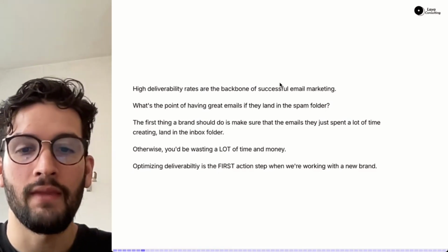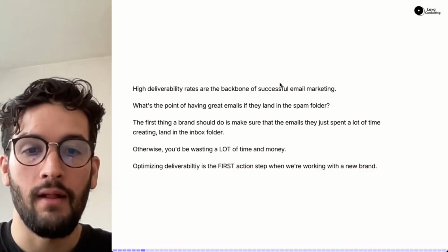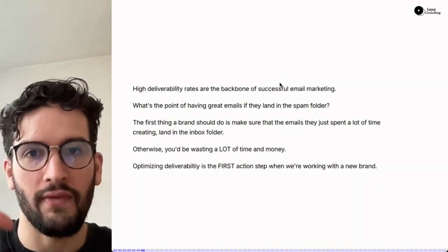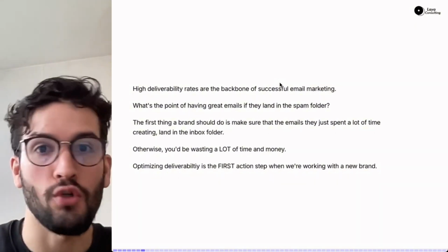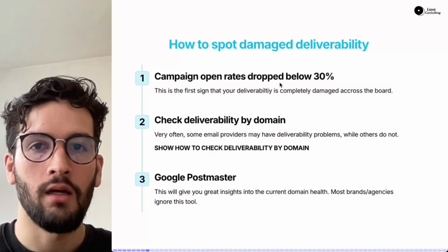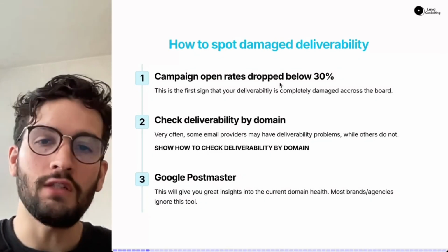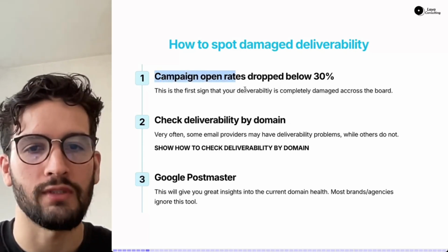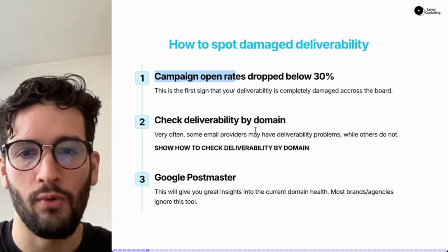Optimizing deliverability is the first action step when we are working with a new e-commerce brand, making sure that the emails are landing where they should be landing, okay? Now, how to spot damaged deliverability. First things first, your campaign open rates have dropped below 30%. This is the first sign that your deliverability is completely damaged across the board.